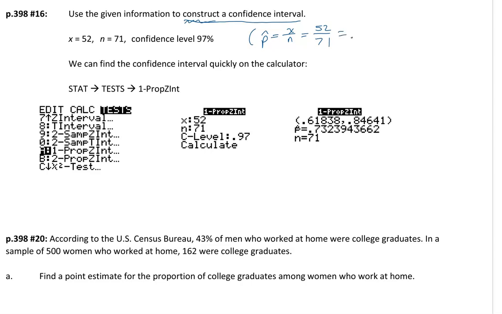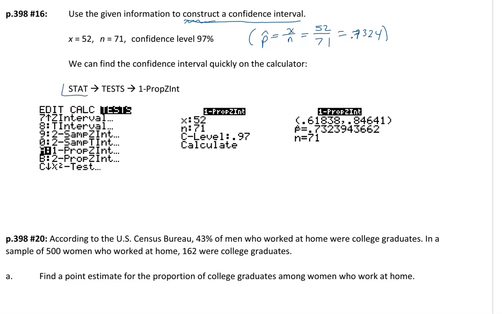equals 0.7324. Partly doing that to see that we're going to see that on the calculator as well. We don't actually need to do that by hand. So to find the confidence interval quickly on the calculator, here we go.